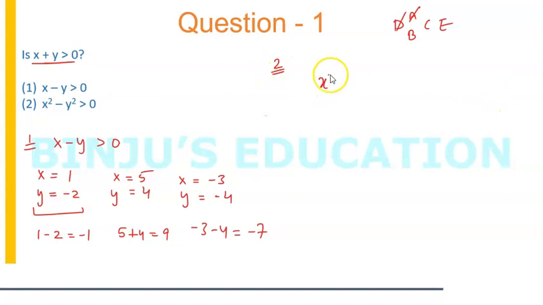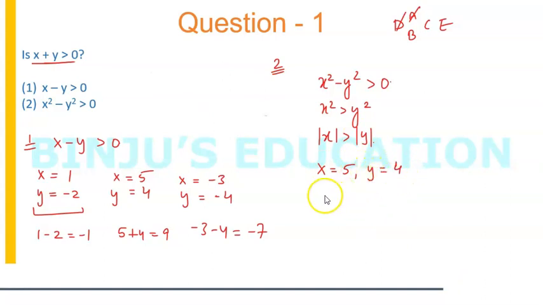Statement number 2 says that x square minus y square is greater than 0, which we can rewrite as x square is greater than y square, which means the mod of x is greater than the mod of y. For example, we can have x is equal to 5 and y is equal to 4. We can also have x is equal to minus 5 and y is equal to 4. Both of them satisfy.